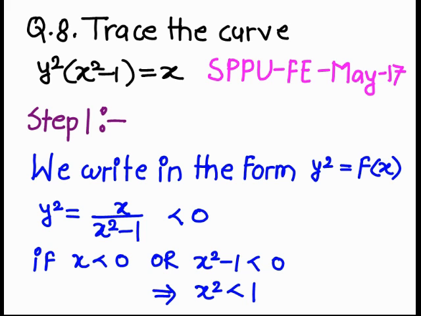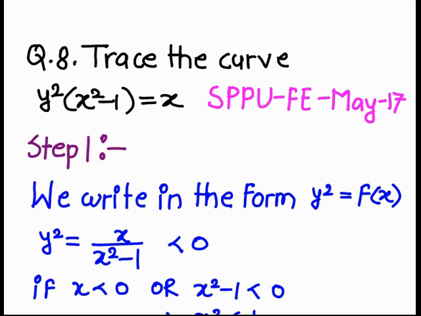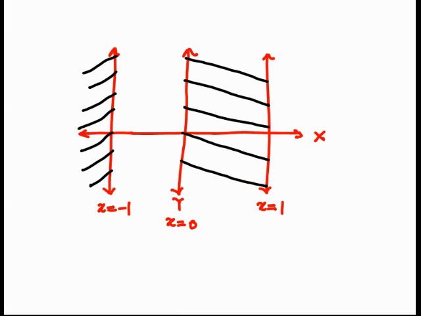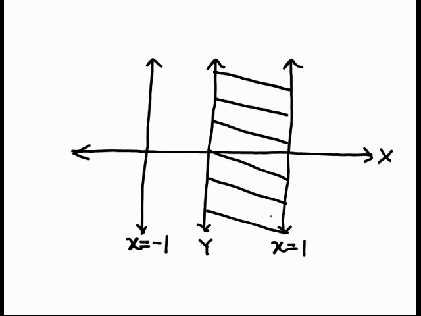So in step number 1, we find the region of absence. The region of absence is nothing but the area which lies between x is 0 to x is 1 and all the x values that are less than minus 1. So this is our region of absence we get from step number 1.